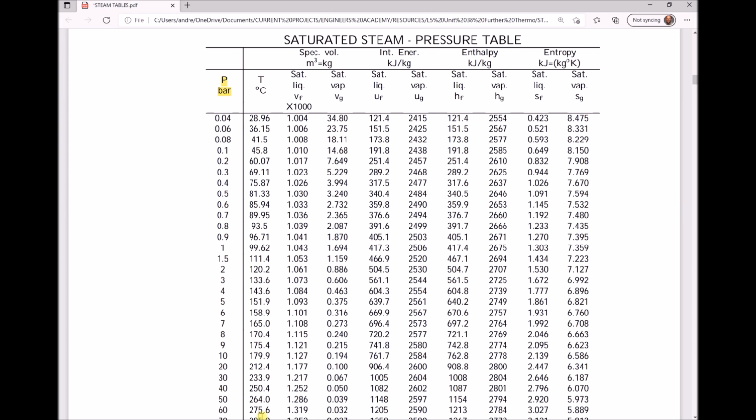Now we've said that our boiler pressure is 20 bar. We have various information at 20 bar. We have a temperature, we have specific volume values, we have internal energy values, and then we have enthalpy of saturated liquid, enthalpy of saturated vapour, entropy of saturated liquid, and entropy of saturated vapour. Now recall that we're looking for Hf at 20 bar and Hg at 20 bar. So Hf at 20 bar is 908.8 and Hg at 20 bar is 2800. Let's return and make a note of those values.